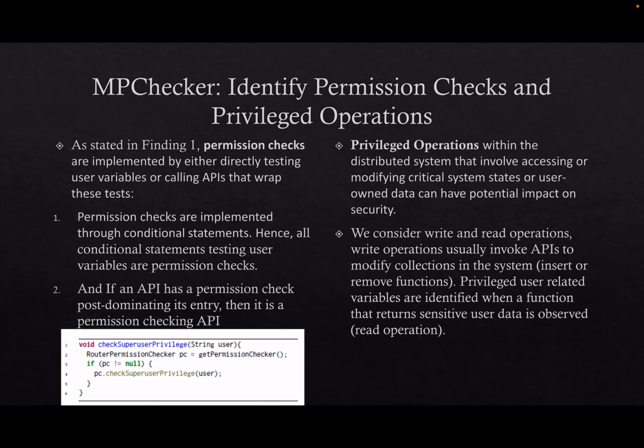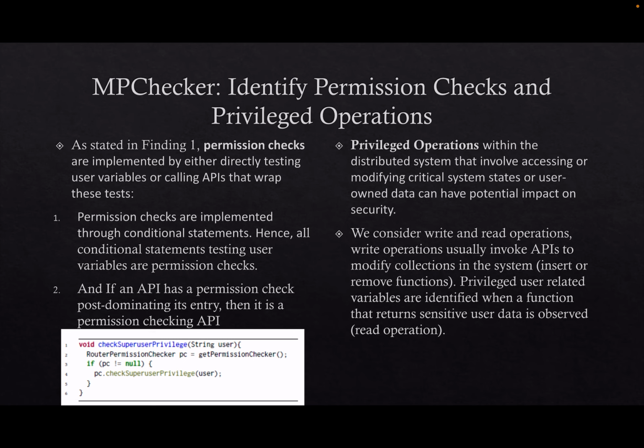The second step in MPC checker is to identify permission checks and privileged operations. So in finding one, permission, if you remember finding one, permission checks are implemented by either directly testing user variables or calling APIs that wrap these tests. Permission checks are implemented through conditional statements, hence all conditional statements testing user variables are permission checks. And if an API has a permission check post dominating its entry, then it's a permission checking API.